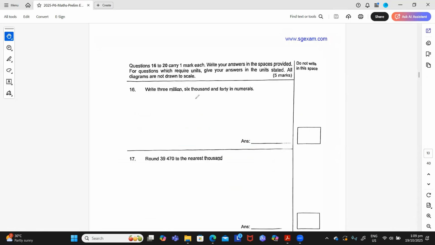Question 16. Write 3,006,014 in numerals. So 3 million will have 6 zeros. 6,000 will have 3 zeros. And lastly, 14. Just add this up and you will easily get your answer. So the answer is 3,006,014.